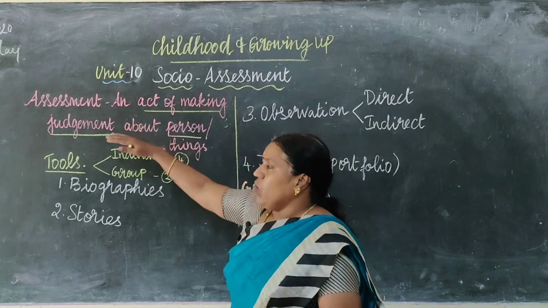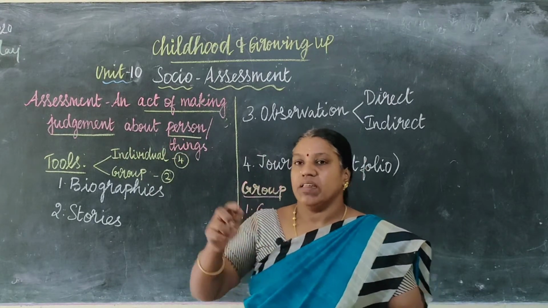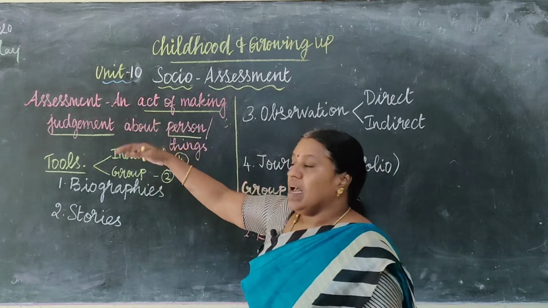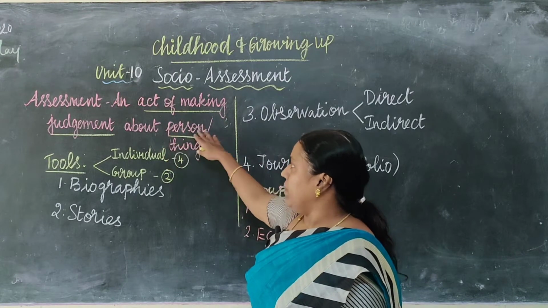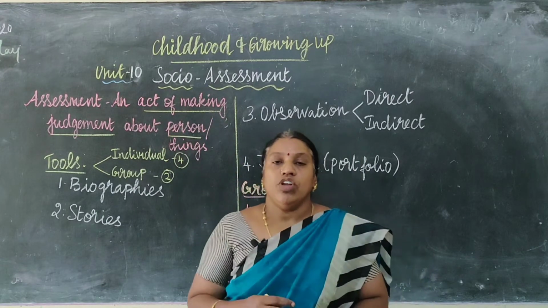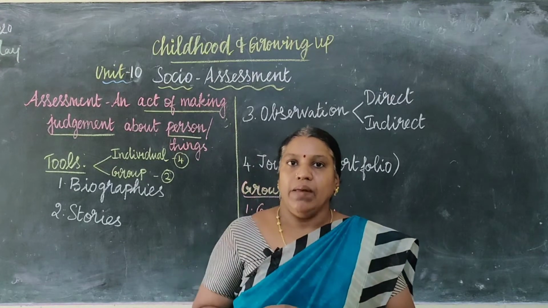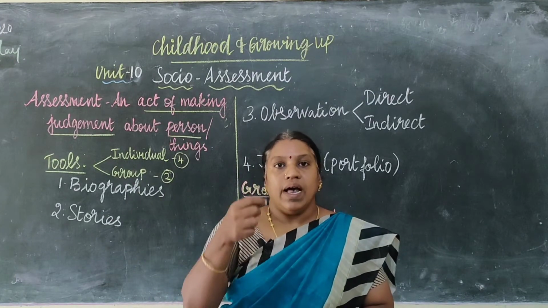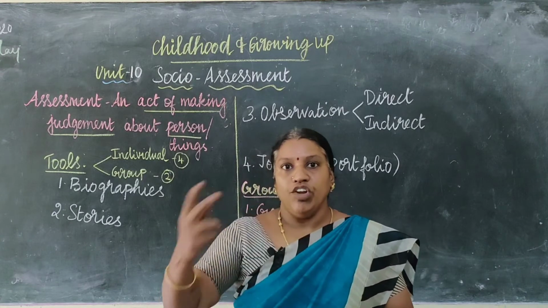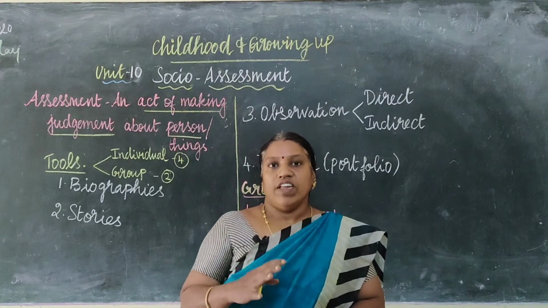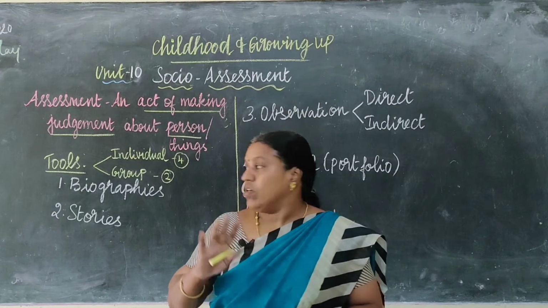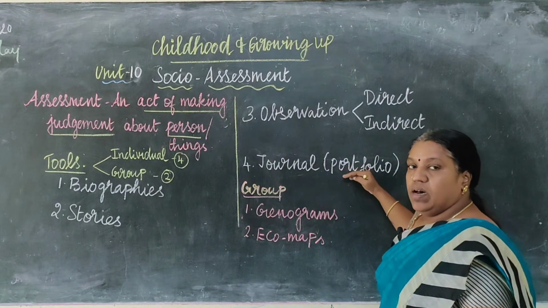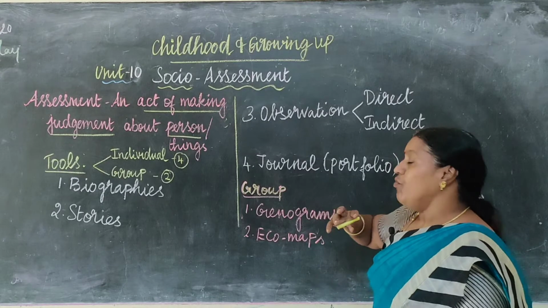Take for example, what is the basic meaning of assessment? Assessment is nothing but evaluating something, is it not? So the definition is that assessment is an act of making judgment about a person or a thing. When we look into the tools, we can't assess everybody with the same tool. We can't use the same measure or scale for everybody. So assessment can be divided into assessment for an individual and for a group. Normally, the tools of assessment for an individual are of 4 types: biographies, stories, observation, and journal. The journal, where we collect work, we call a portfolio.